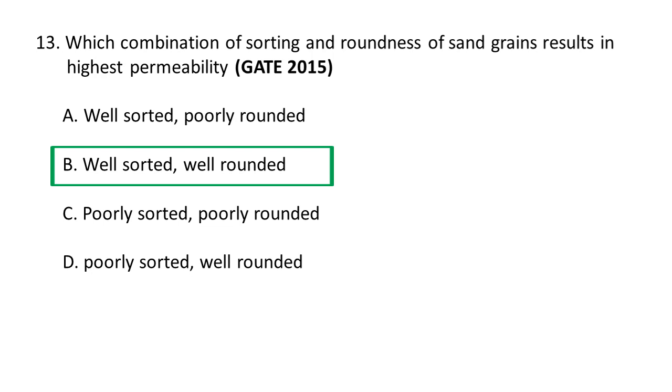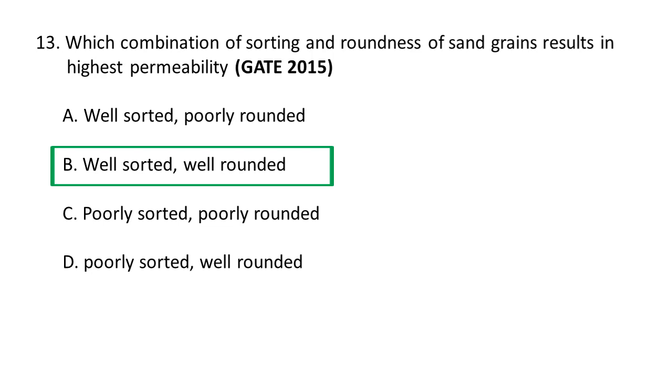So the combination of sorting and roundness of the sand grains which results in highest permeability is the well sorted and well rounded. Permeability refers to how easily water passes through the sediments and rock, and permeability is a function of the size of the pore openings. If sediments are well sorted, pore spaces are uniformly sized, thereby allowing the groundwater to flow readily between the individual sediment particles.